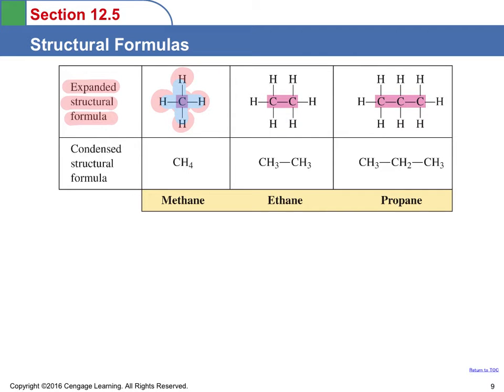This first one is just one carbon with 4 hydrogens. Second, here we have carbon-carbon bonds, each carbon attached to 3 hydrogens, right? Everything is drawn out. So that's what the expanded structural formula is.